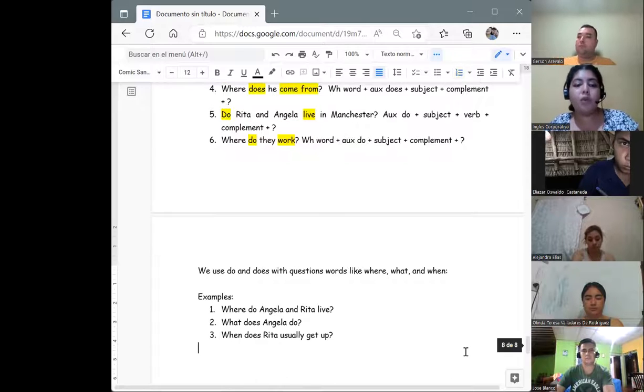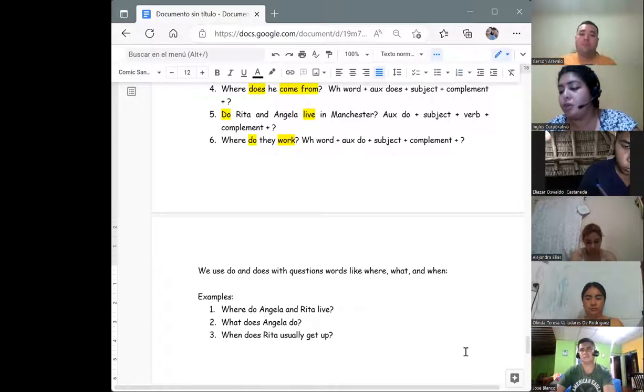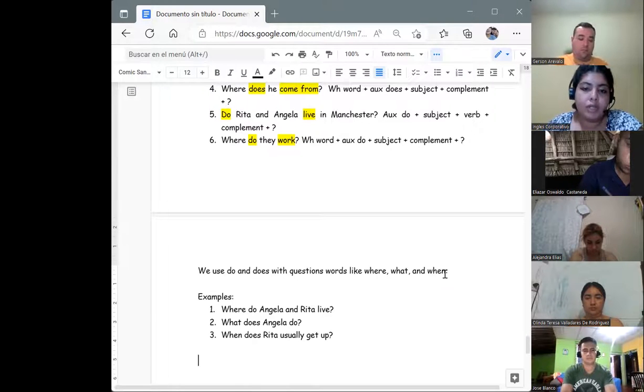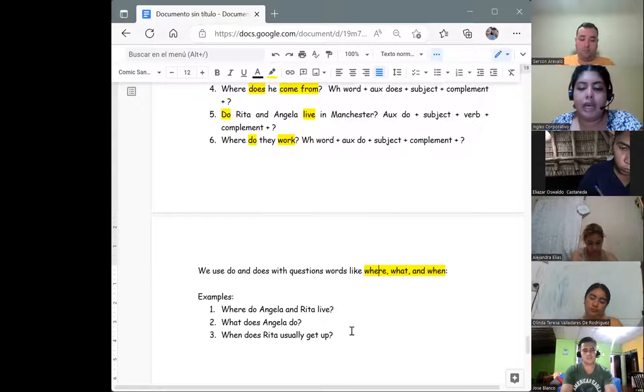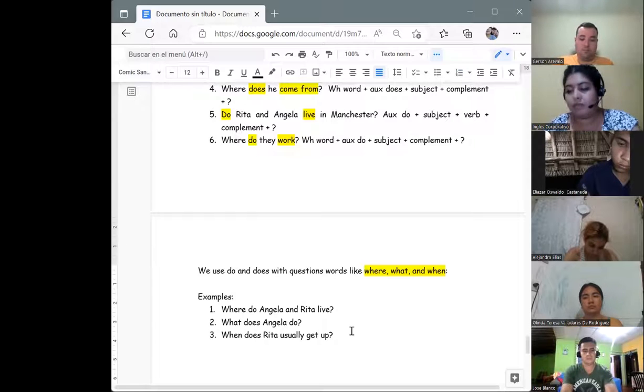But when we have questions that use who, we are not going to use do or does. En este caso, cuando tenemos where, what, and when, que son estas tres que están al final, vamos a utilizar el do y el does. Pero en el caso de who, la pregunta quién, no vamos a utilizar el do o el does.